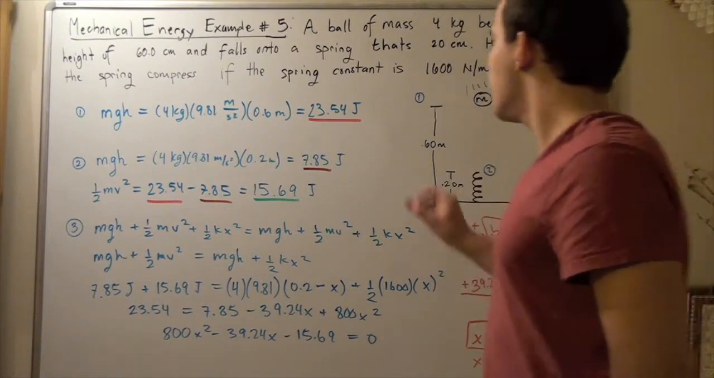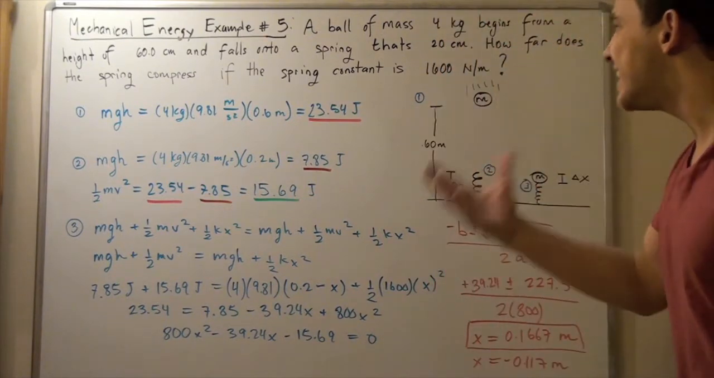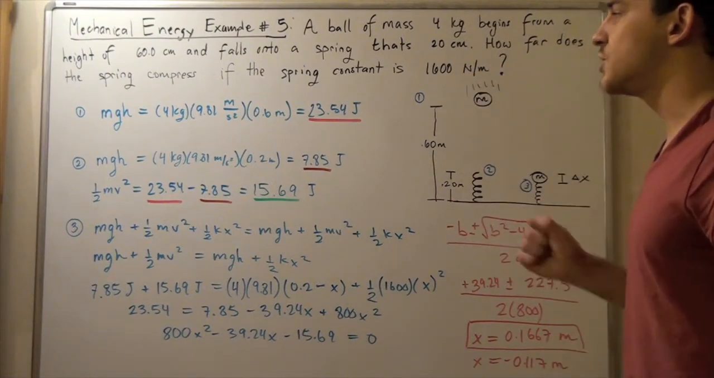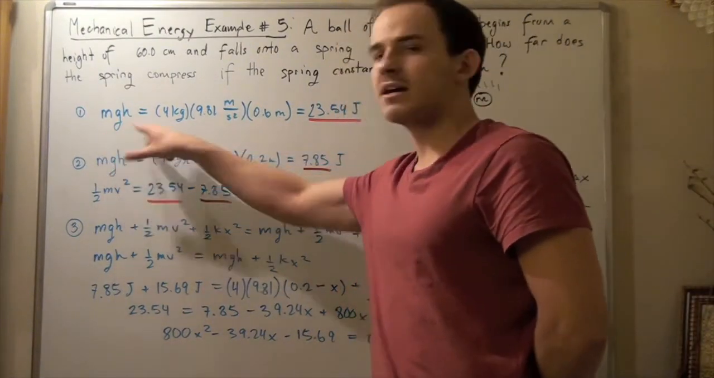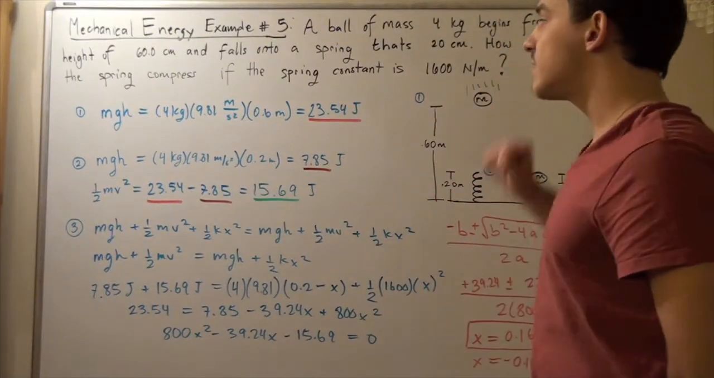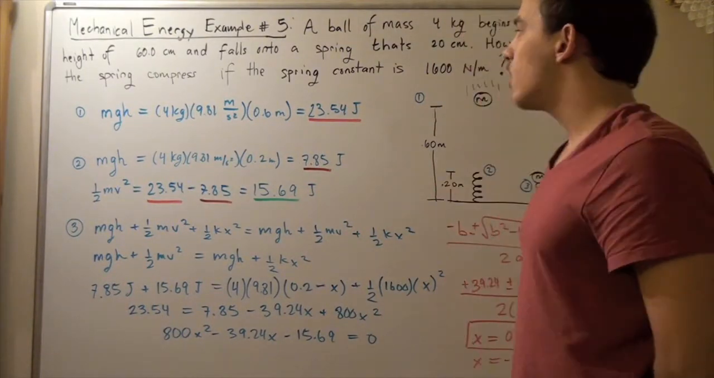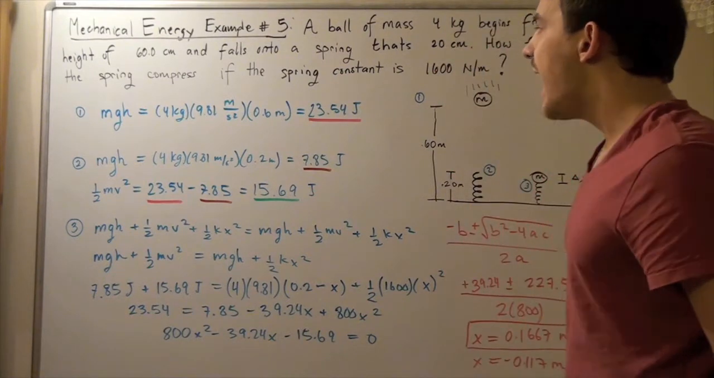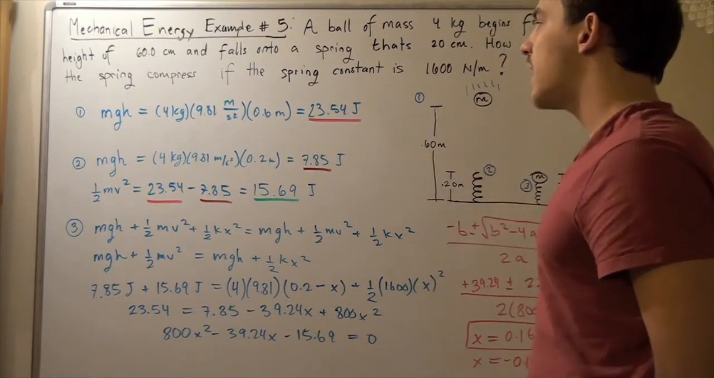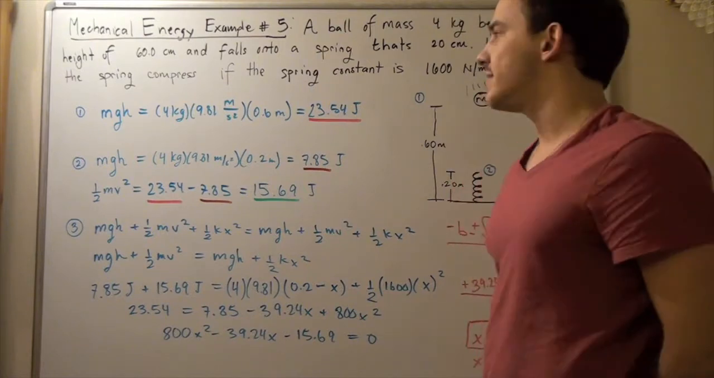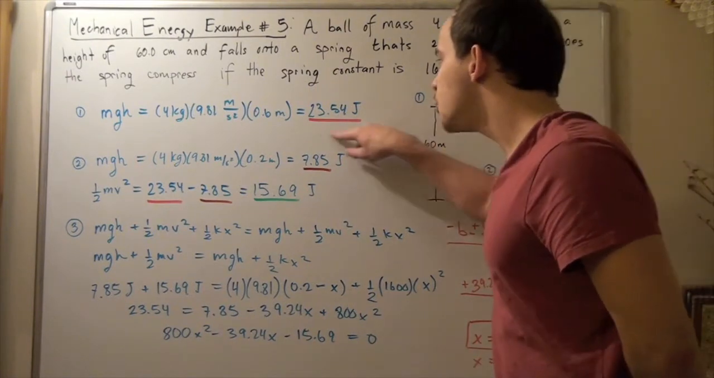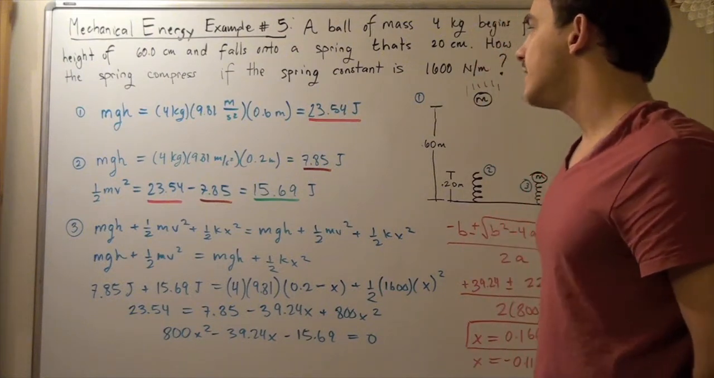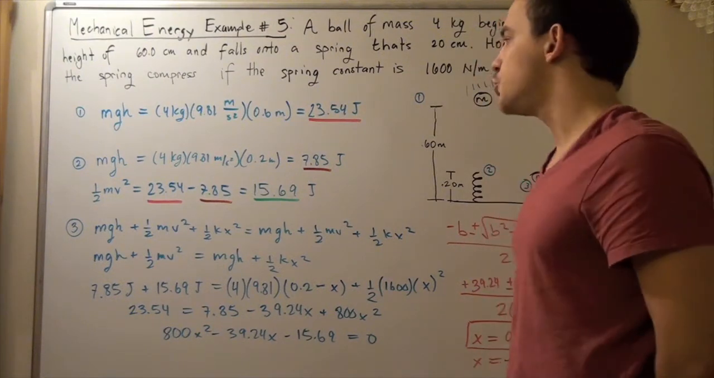So let's begin by first finding the potential energy at point 1 of our ball due to gravity. So we simply use m times g times h. Our mass of the ball is 4 kilograms, our gravitational field is 9.81 meters per second squared, and our distance above our ground is 0.6 meters. So our energy due to the gravitational potential of the ball is 23.54 joules.